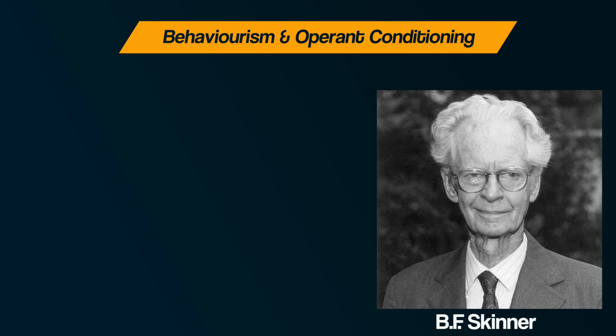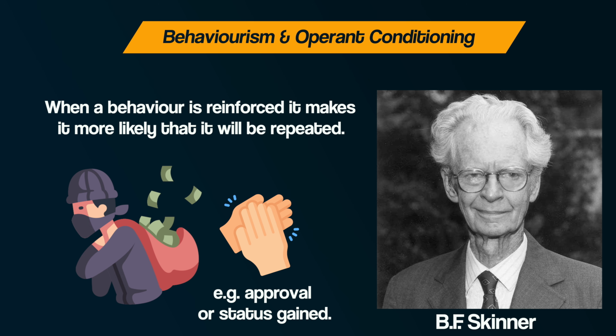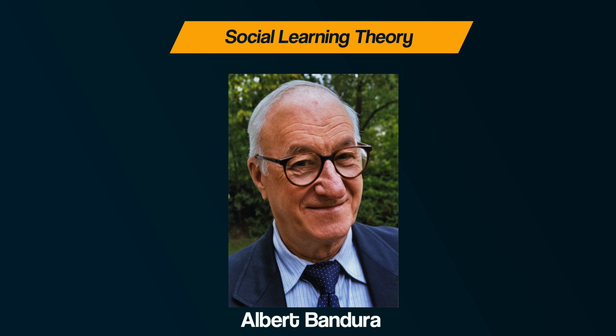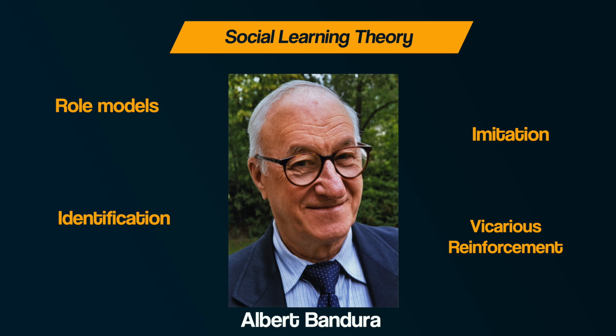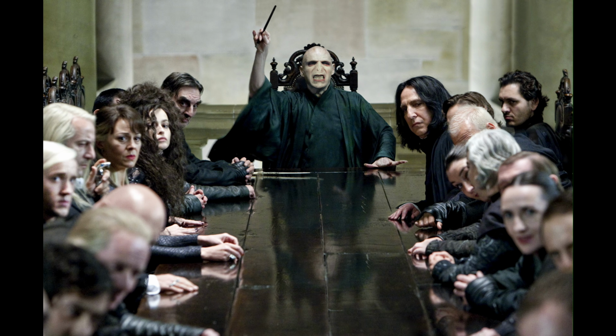In terms of behaviourism and operant conditioning, when a behaviour is reinforced, it makes it more likely that it will be repeated. For example, criminal behaviour can be reinforced through positive feedback from peers or group members, such as approval or status gained from committing a crime. In terms of social learning theory and the ideas of Albert Bandura, this is where role models, imitation, identification and vicarious reinforcement come into play. For example, people may learn criminal behaviours by observing and imitating those around them, especially influential figures. And if they see someone else be rewarded for criminal behaviour, that will encourage them to do so too.